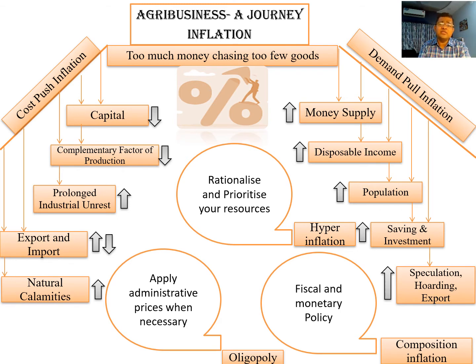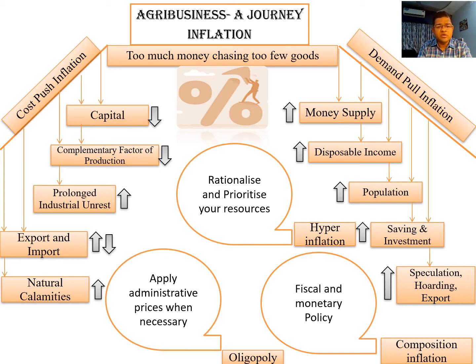Third is the increase in population. You know that when the population or the population growth rate increases, more and more consumer products and capital products will be needed. The demand for consumer products will increase and demand for capital products also increases. If the supply is very poor, then it will add inflation.